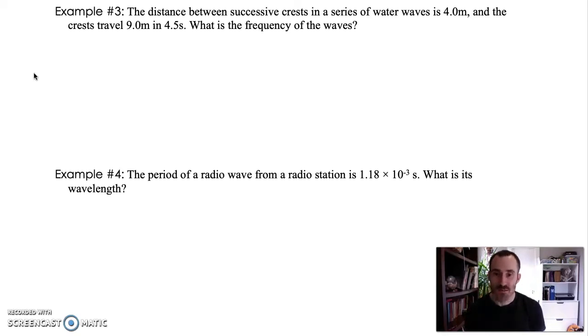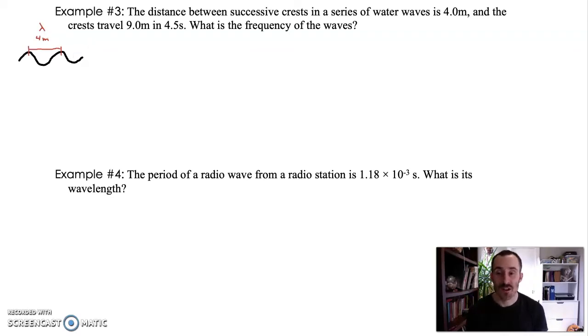So it says that the distance between successive crests is 4 meters. So let's just look at it like this. Here's a crest, here's a crest. The distance between successive crests is 4 meters. That's telling you the wavelength, right? It doesn't say the wavelength of this set of waves is 4 meters. It tells us that in a different way. So this is the wavelength, 4 meters.